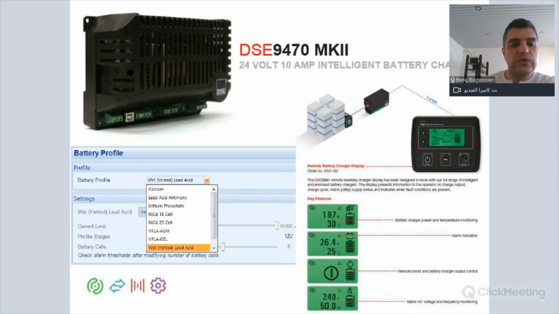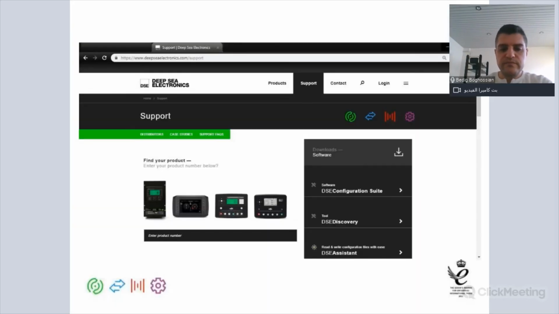This battery charger also has an RS-485 port, which can be configured as a DSENet, so that you can monitor all the charger instrumentation on your genset controller. Or you can use the 2541. This is the 2541, which uses RS-485 to link to the intelligent charger, and then you can view all the instruments.